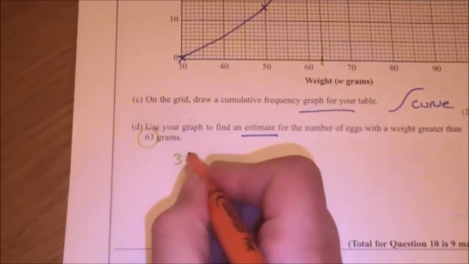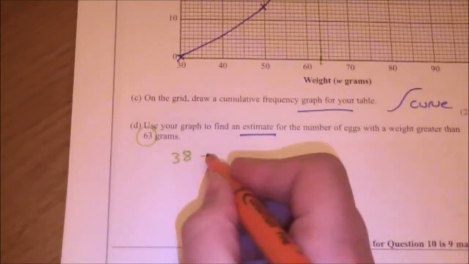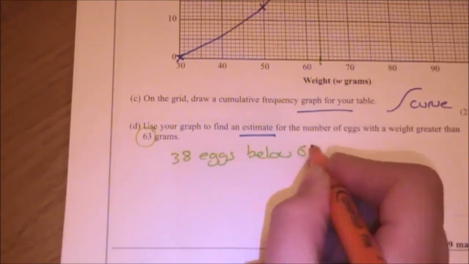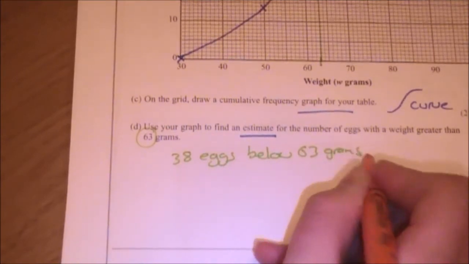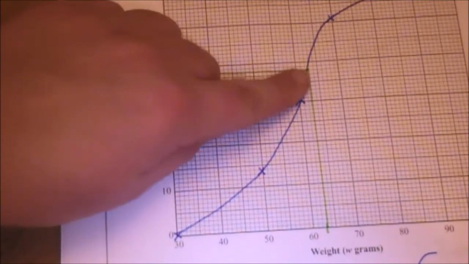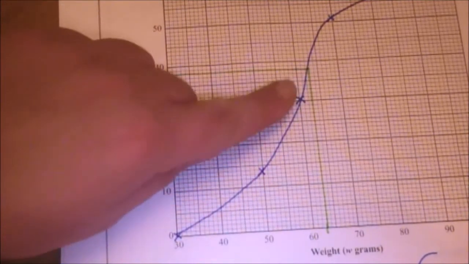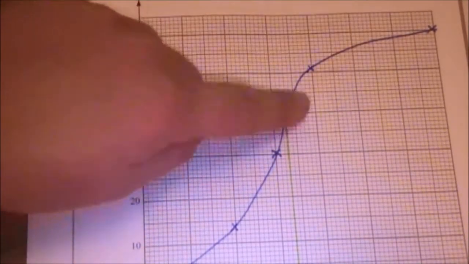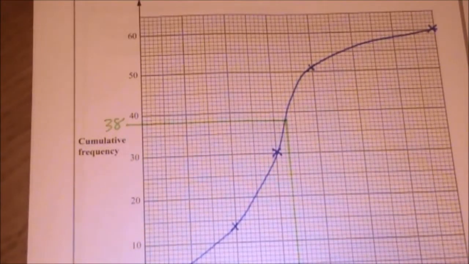There are 38 eggs below 63 grams. Because this is cumulative frequency, the 63 counts for everything below the little section we've drawn in. We want to know everything in the section above that we've drawn in.